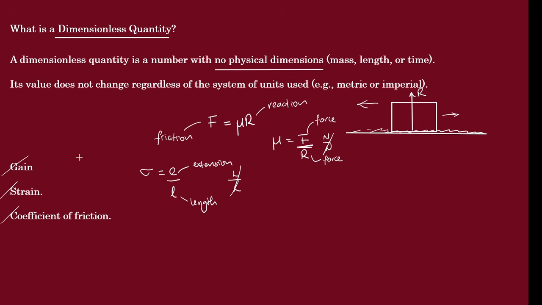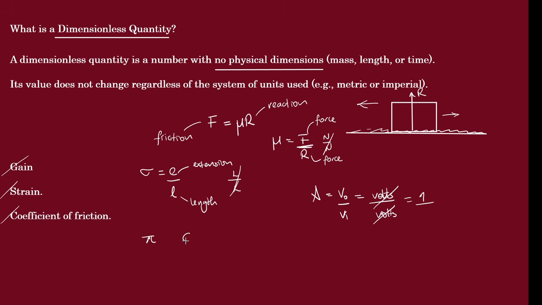Coefficient of friction, strain, and in electric circuits, in amplifier systems, the gain of a system is the output voltage over the input voltage, and we can easily see how this will give rise to a voltage divided by a voltage, and at the end of the day, this is dimensionless. So although we're used to properties with dimensions, like speed, acceleration, and force, which all have dimensions and units, there are dimensionless quantities that can also be constants. Pi, for example, is a dimensionless quantity.